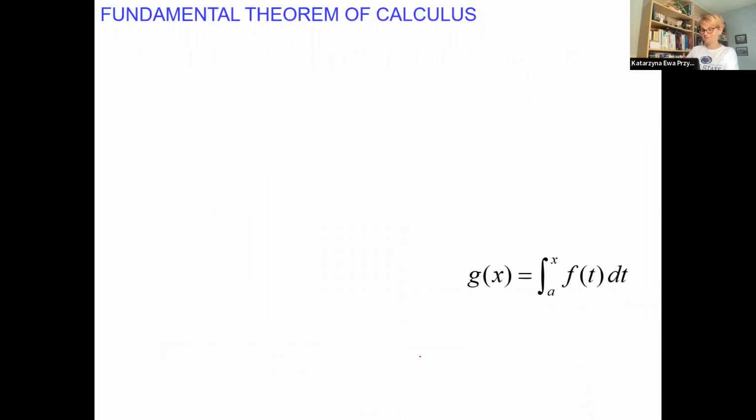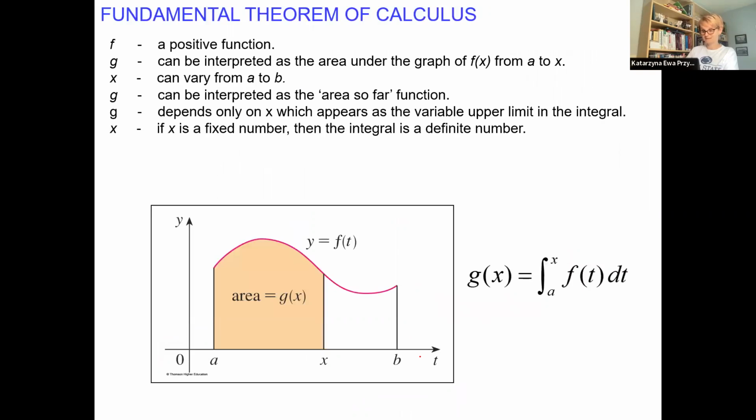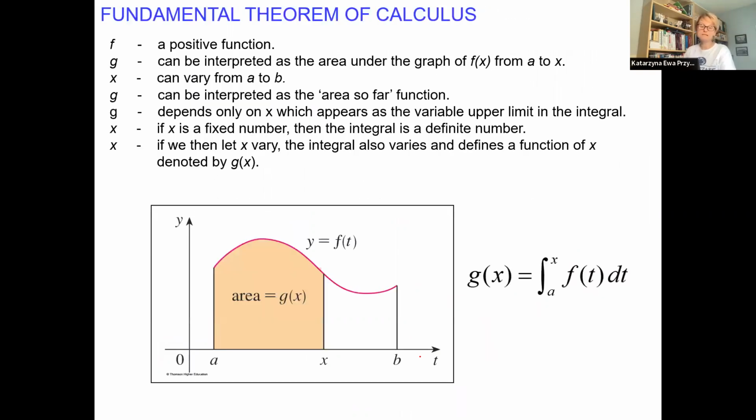Okay, I need this. First of all, let's look at some settings, because we will need them for part 1 and part 2 tomorrow. I have the function f of t, because I'm reserving x for the variable between a and b. The function f of t is positive at the moment, and it's defined just between a and b.